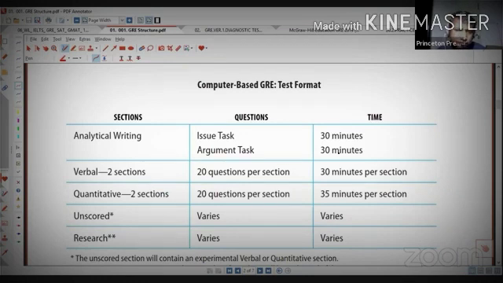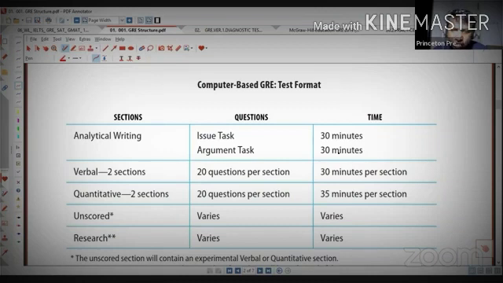You might have to take either 4 sections or even 5 sections, depending on what kind of questions you're getting. Basically they will count 4 sections, 2 verbal and 2 quantitative. And sometimes you might even get a research section. If you don't get a research section, you'll get an experimental section. Even if you get the experimental section, it could be either verbal or quant. Eventually, they're going to count 2 verbal and 2 quant sections.